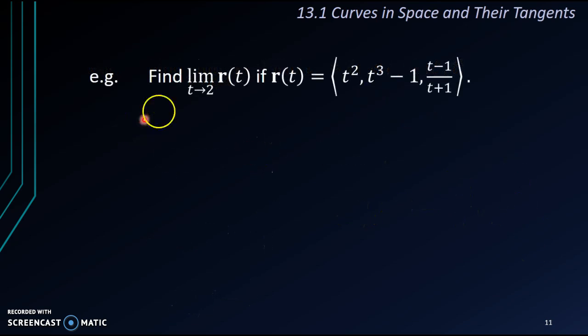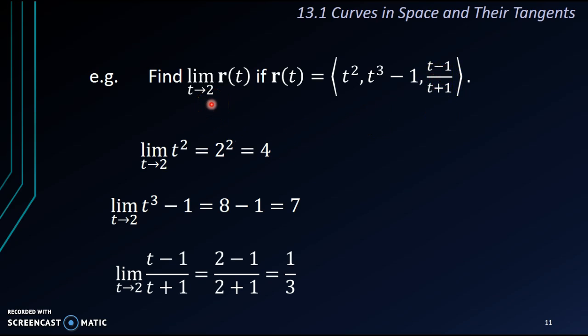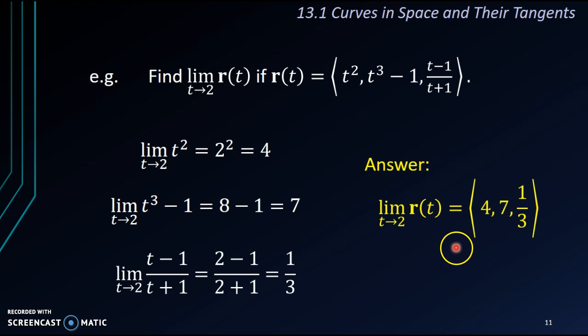Another example: find the limit of r(t) if r(t) is t squared, t cubed minus 1, and (t minus 1)/(t plus 1), as t approaches 2. We look for the limit of each of the components. The limit of t squared is 4, the limit of t cubed minus 1 is 7, and the limit of (t minus 1)/(t plus 1) is 1/3. These are very simple expressions whose limits can be found directly, and therefore the limit of the vector valued function is 4, 7, 1/3.